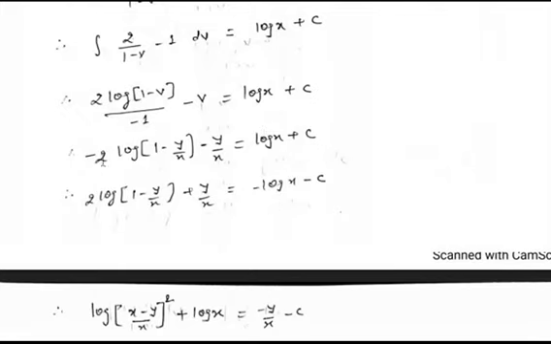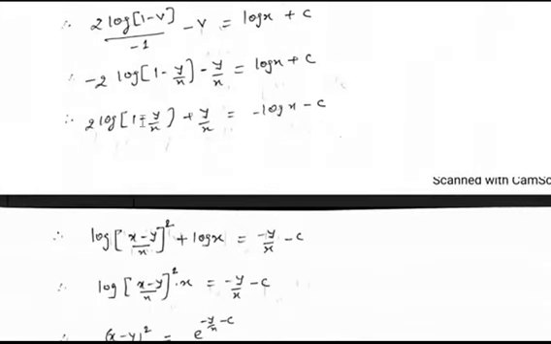Then after multiplying the whole equation by minus sign, so this is 2 logarithm of 1 minus y by x plus y by x equals minus log x minus c. So now applying the property of logarithm, it will become logarithm of x minus y over x the whole square plus log x, and that is equal to minus c as it is, and taking plus y by x towards the right hand side, it will become minus y by x, and we have taken minus log x towards the left hand side.